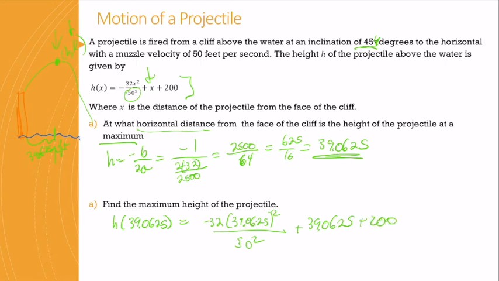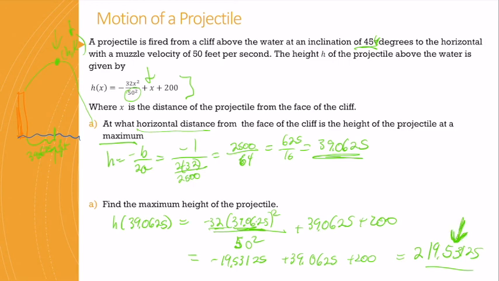So we are going to go ahead and square this. We multiply it by negative 32. We divide it by 50 squared. We're going to get negative 19.53125 plus 39.0625 plus our 200. So we get a maximum height of 219.53125 feet. Now on the homework, it will tell you specifically how many decimal points it wants you to round it to. I kept track of all of mine, again, feeling kind of nerdy.